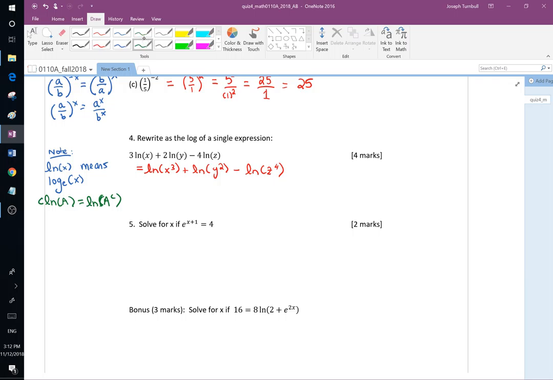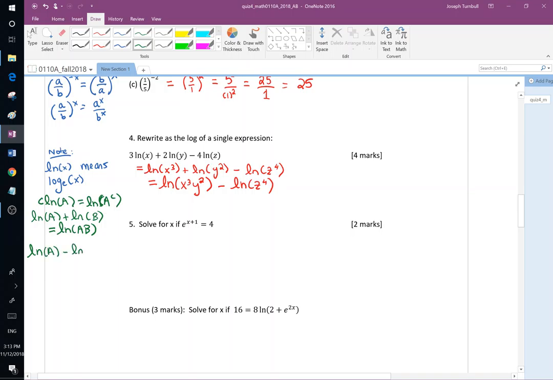Okay, next piece. You have the ln of a plus the ln of b. We can rewrite that as the ln of a multiplied by b. So we'll use that to combine the first two terms. Ln of x to the 3 multiplied by y to the 2. So a is x to the 3, b is y to the 2. We still have ln z to the 4 being subtracted. We need one more log rule. The log rule is ln of a minus ln of b is the ln of a divided by b.